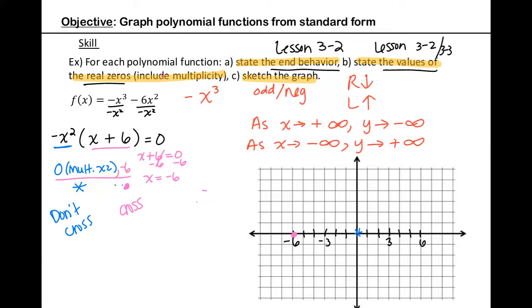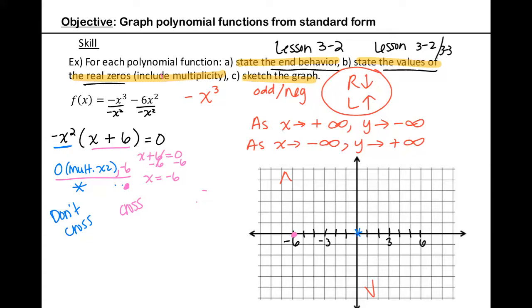Step 3 says to plot the end behavior. So my end behavior is over here. My right side has to go down, so I put an arrow pointing downwards. And then the left side goes up, so draw an arrow pointing upwards on the left side.